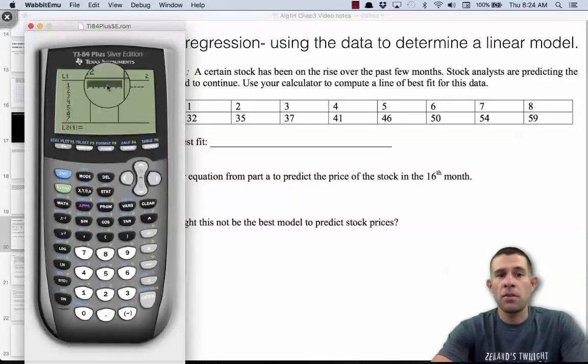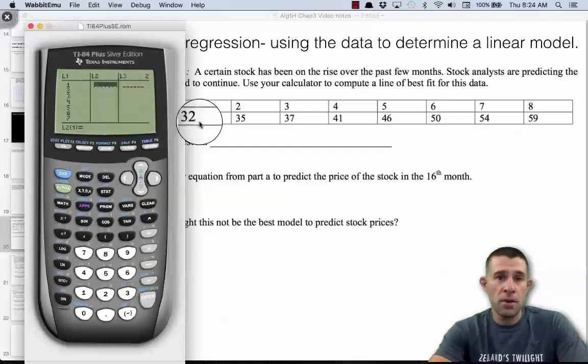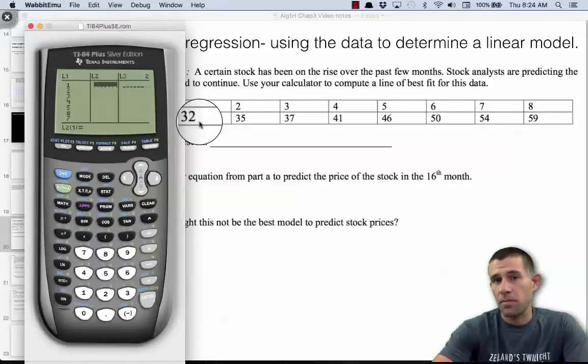Next, we're going to cursor over to list 2, and we're going to enter in our dependent variable, or in this case, the stock prices. Go ahead and do that now.